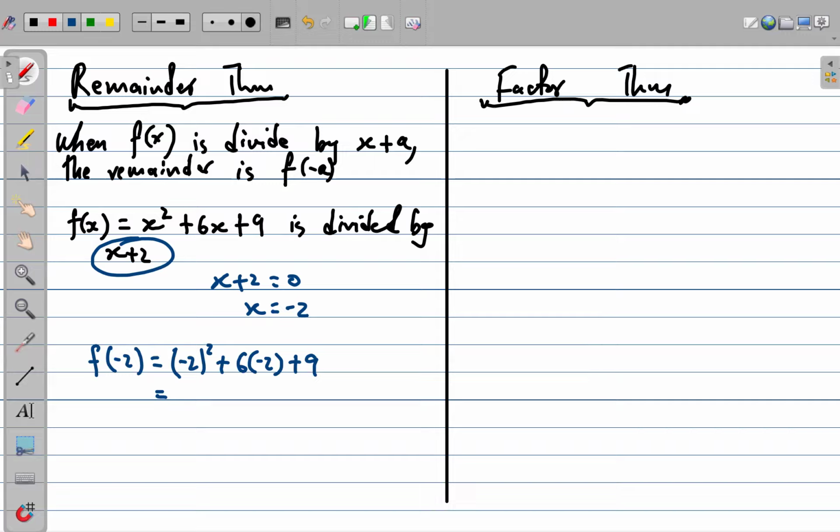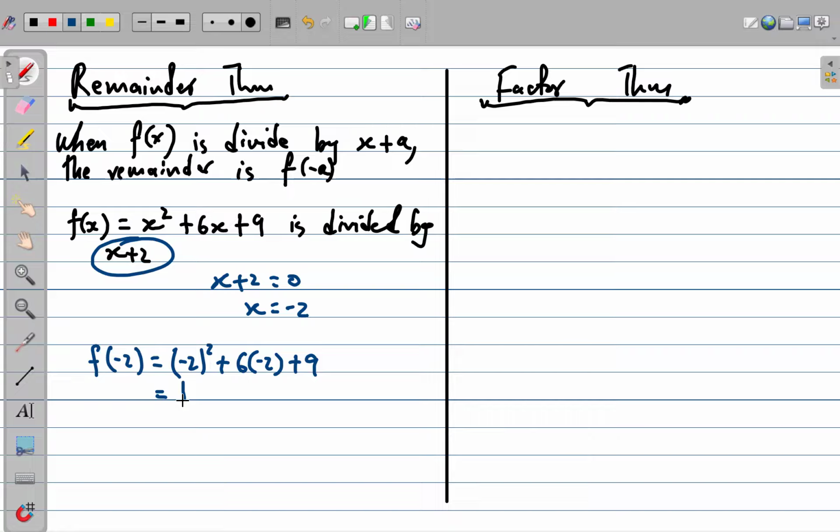All right. So now this is 4 minus 12, which is going to be a minus 8 plus 9. I think it's a 1. So the remainder is a 1. That's it. Okay. So that is basically what the theorem says.